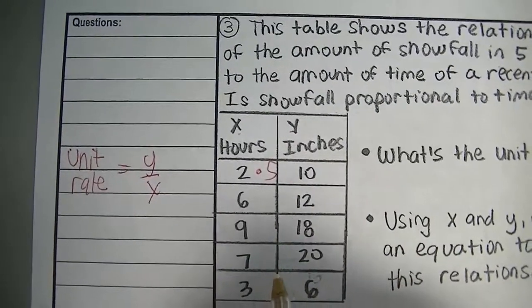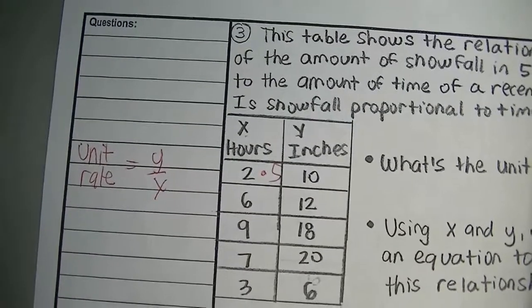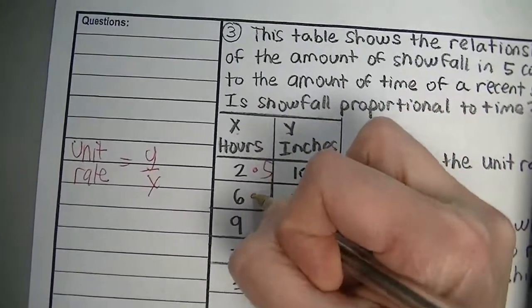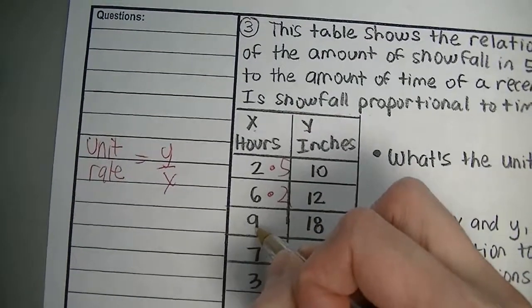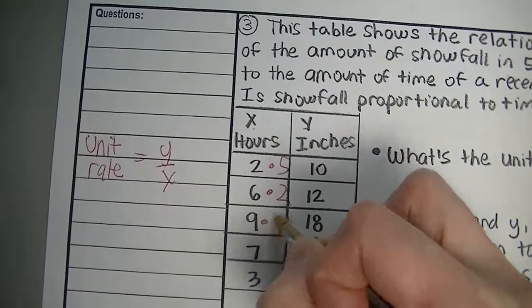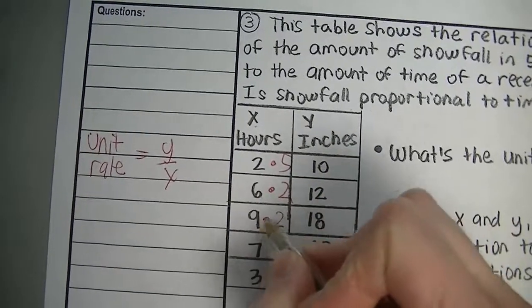12 divided by 6. You don't know that? Do it in your calculator. And what is that? Well, that's times 2, isn't it? Okay, 18 divided by 9, well, that's 2, so 9 times 2 is 18. Double check, so 2 times 5 is 10, 6 times 2 is 12, 9 times 2 is 18.